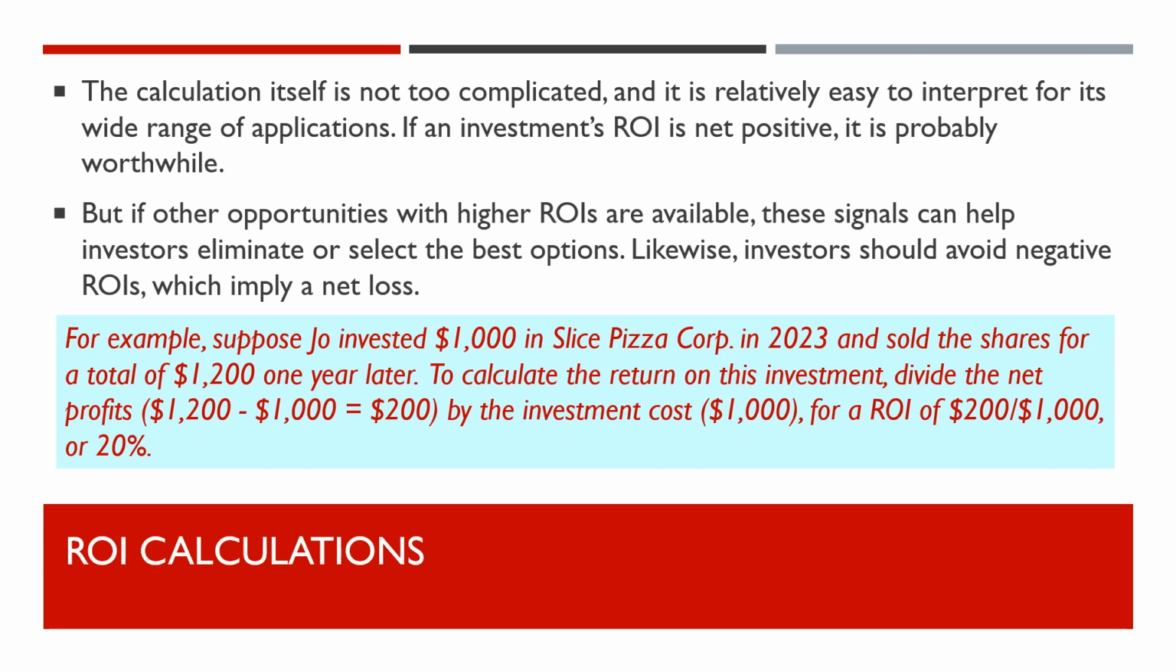For example, suppose Joe invested $1,000 in Slice Pizza Corporation in 2023 and sold the shares for a total of $1,200 1 year later. To calculate the return on this investment, divide the net profits of $1,200 minus $1,000 equals $200 by the investment cost of $1,000 for an ROI of $200 divided by $1,000, or 20%.